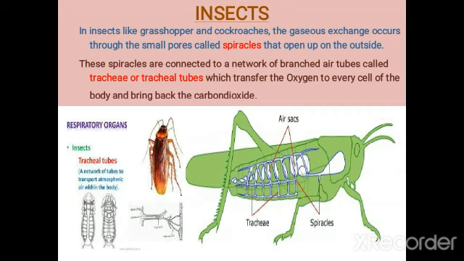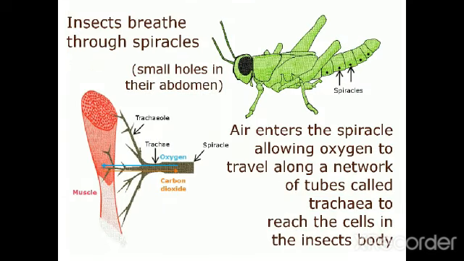These tracheal tubes again branch out into tracheoles, and they take the oxygen to different cells of the body and also bring back the carbon dioxide, which is then passed on to the spiracles and thrown out of the body of the grasshopper. Now look at this picture. You can see that air enters through the spiracles, is circulated inside the body through the tracheal tubes, and again the carbon dioxide is brought back to the spiracles, which throw it on the outside.